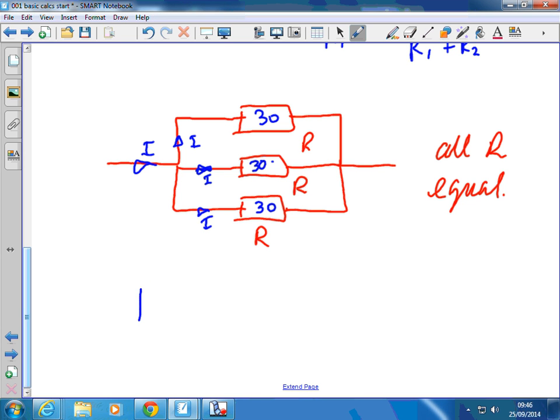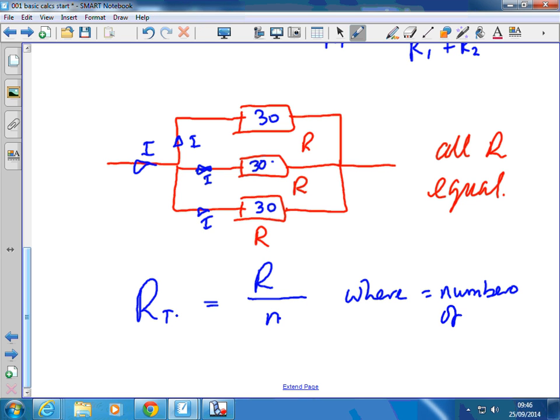So RT, in this case, is equal to the value R divided by N, where N is the number of resistors. So if we put 200s in parallel, we get 50 ohms. If we put 400s in parallel, we get 25, and so on.